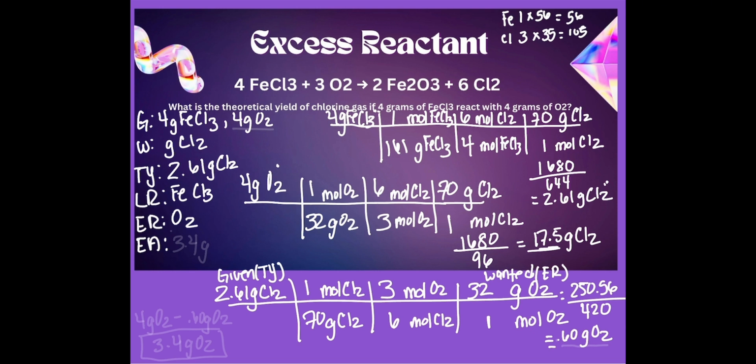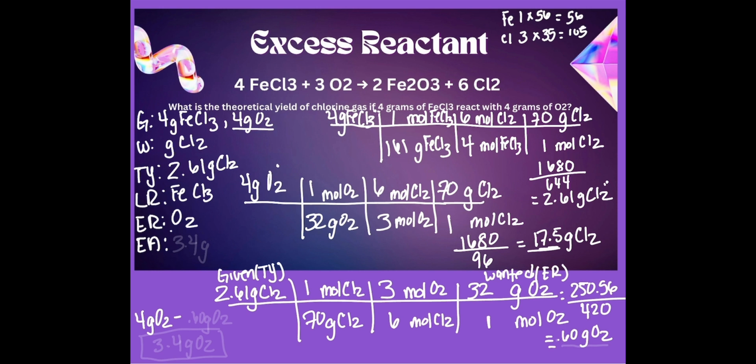Now to find the excess amount, like the excess remaining, this is a part where you really have to pay attention because this is the very last step. So you want to go to the original amount that you started with. We know that our excess reactant was O2. So being that it was O2, we want to go to the original amount that we started with. We started with 4 grams of O2. Okay?